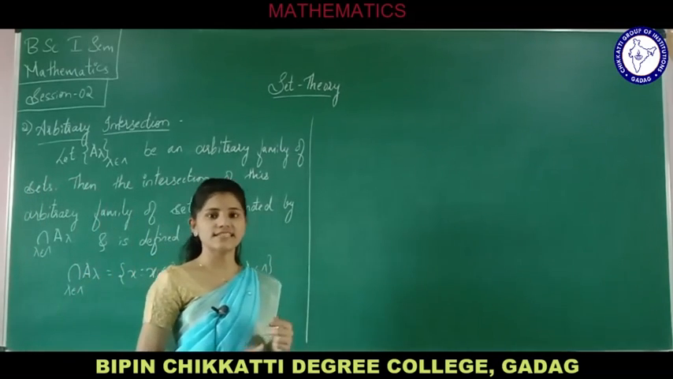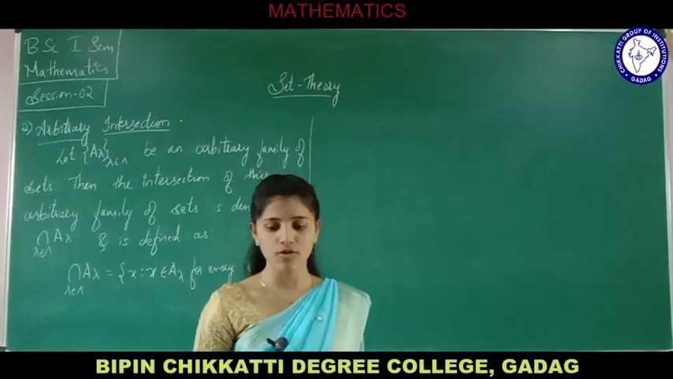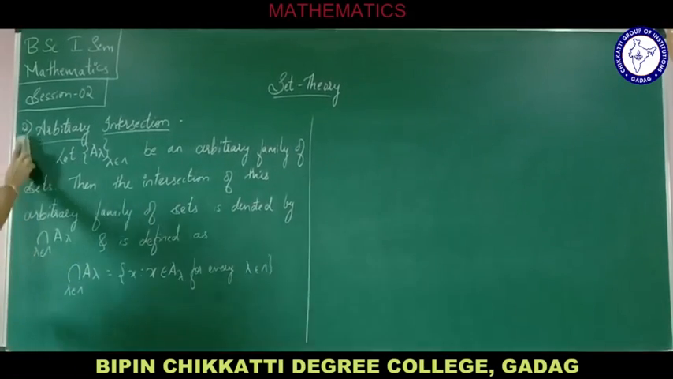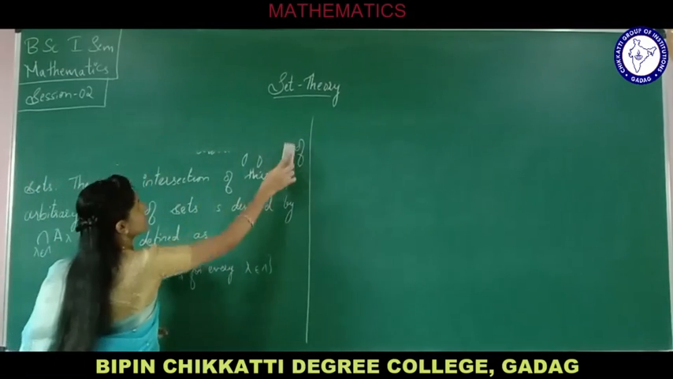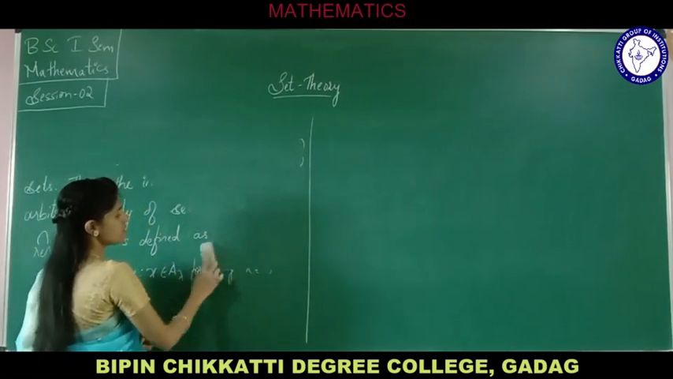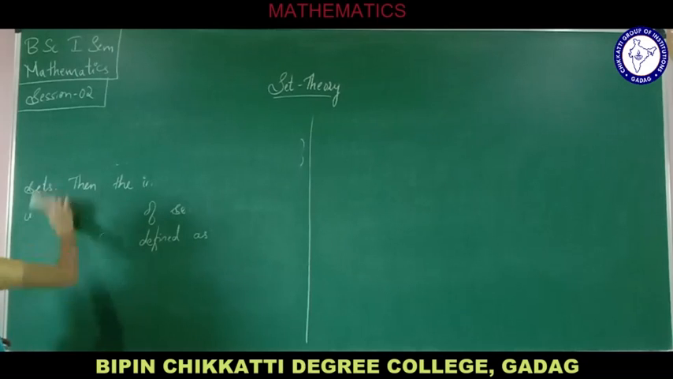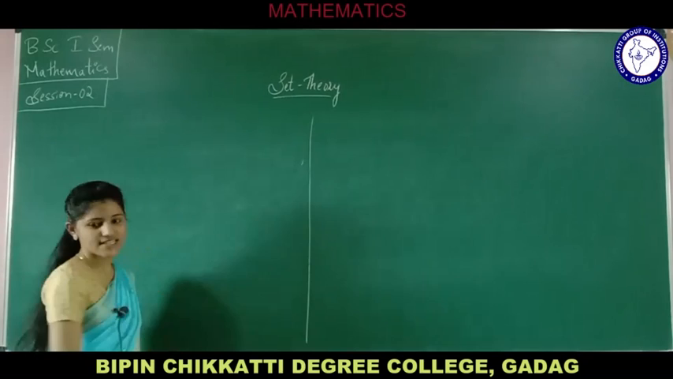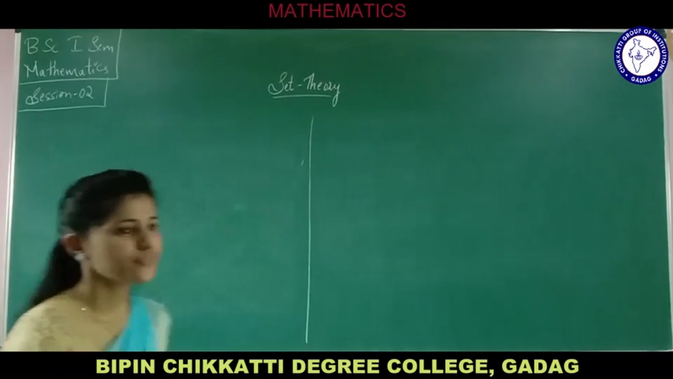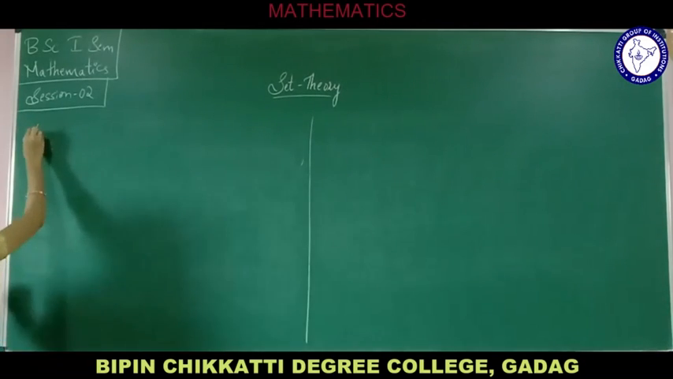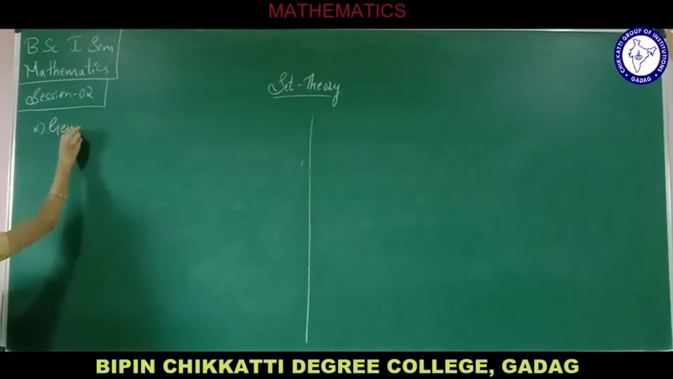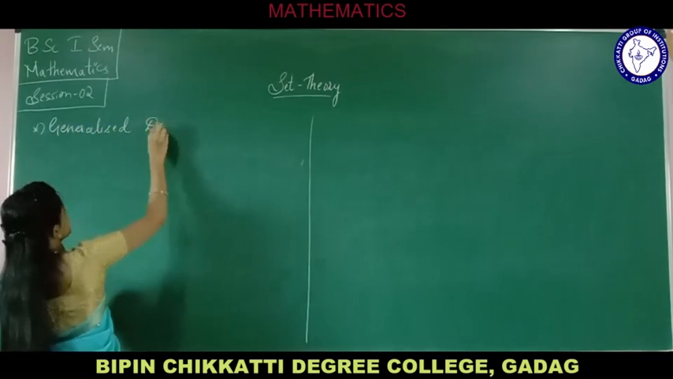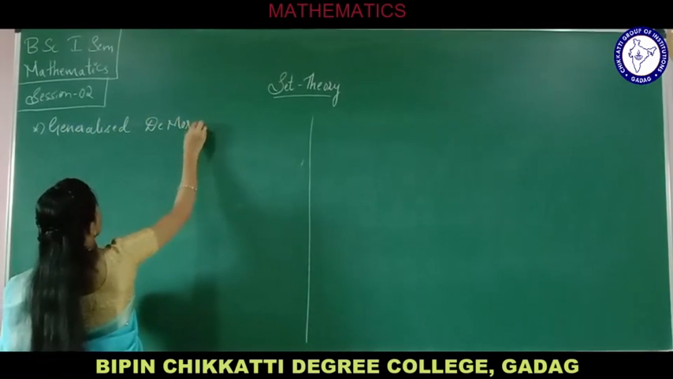Now let us continue with the generalized De Morgan's law. We have two generalized De Morgan's laws. One is for the union and the other is for the intersection. So let us now prove this generalized De Morgan's law. How are we going to write it? For any indexed set, the generalized De Morgan's law.